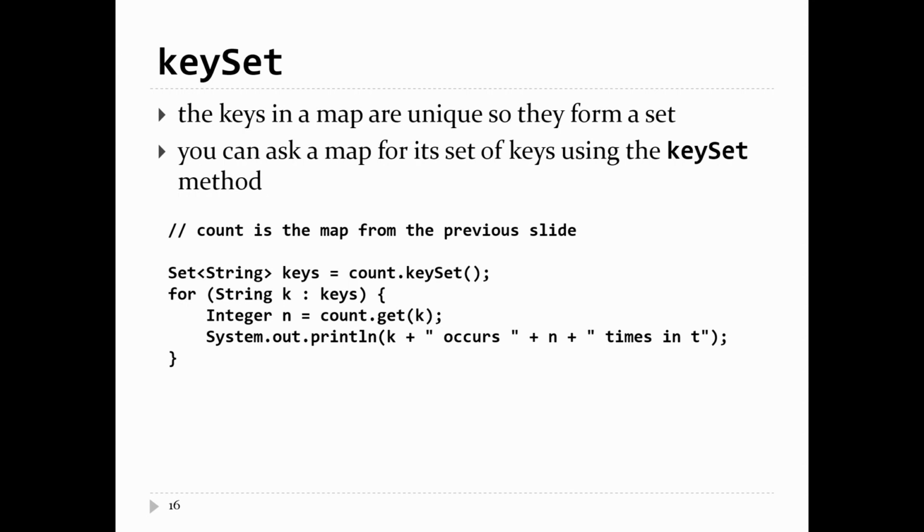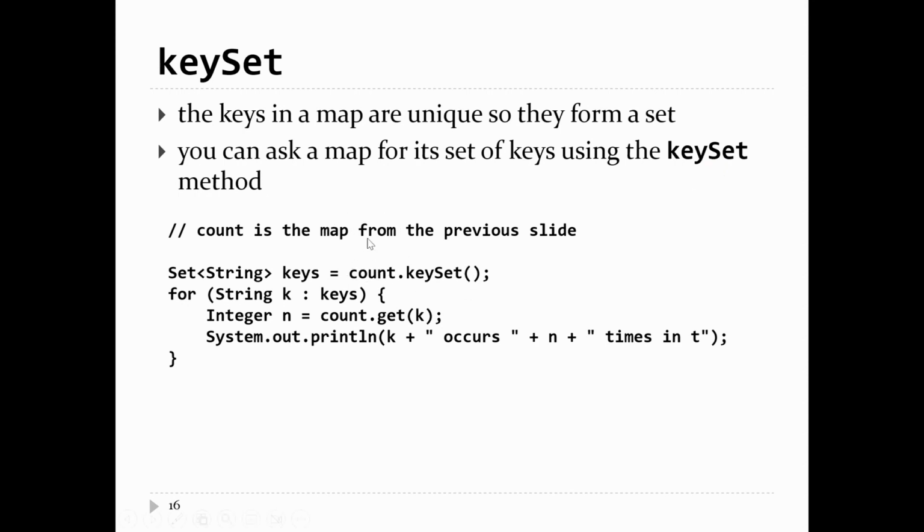Okay, so the keys in a map form a set, because that's the way the map's defined. So the keys are unique, therefore they form a set. Therefore, it kind of makes sense that you can ask the map for its set of keys. And so you can do that. There's a key set method.